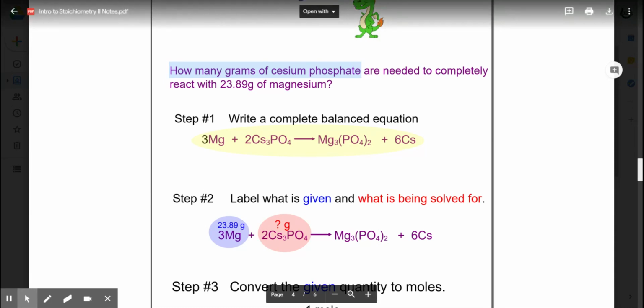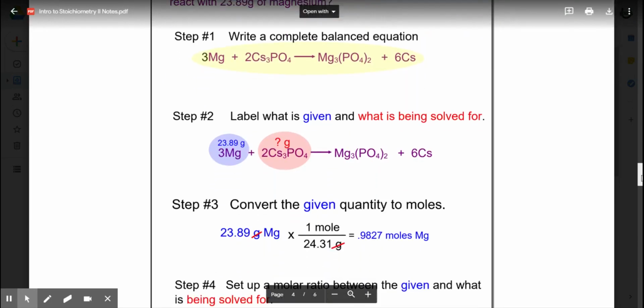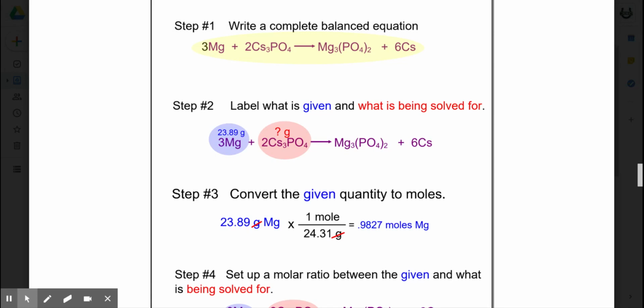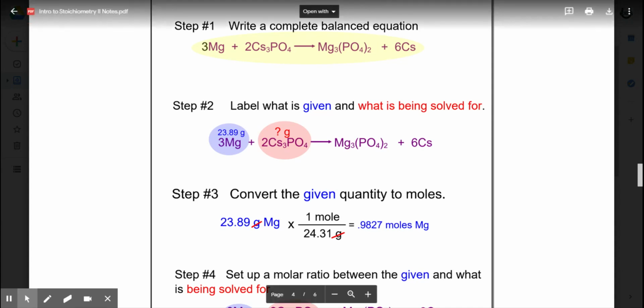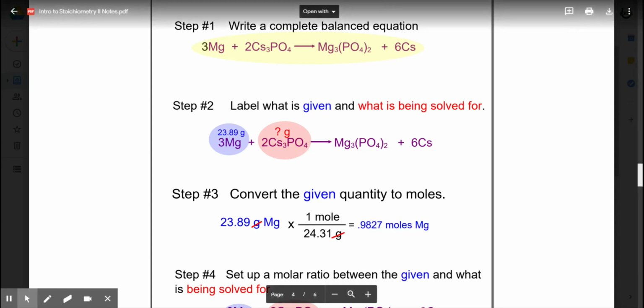So that's why step 3 again is we're going to convert grams to moles. So I take 23.89 grams of magnesium, use the molar mass of magnesium, 24.31, and we have 0.9827 moles of magnesium reacting. So now we have magnesium expressed in a quantity that is able to be used in a balanced equation. Recall, for 3 moles of magnesium, I need 2 moles of cesium phosphate. So step 4 is we're going to set up that molar ratio that we worked on last week.